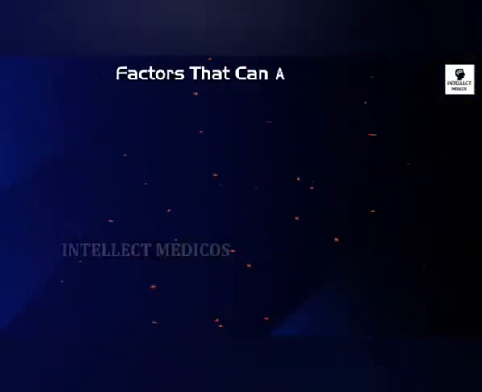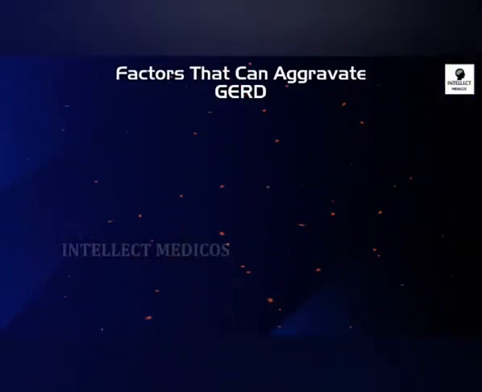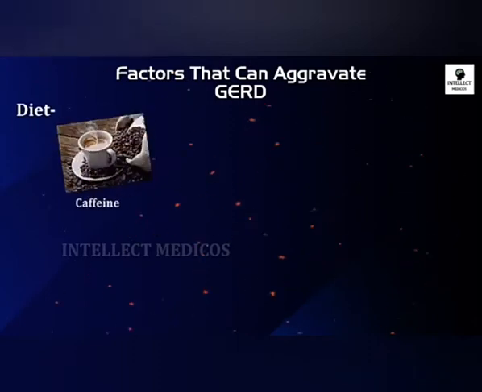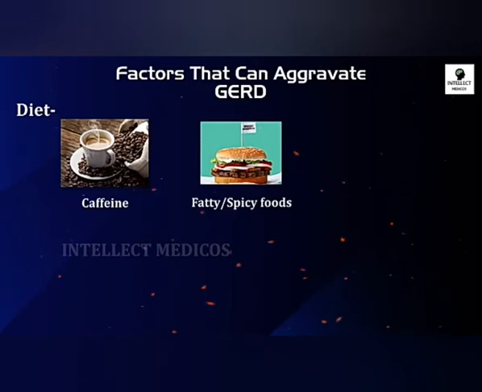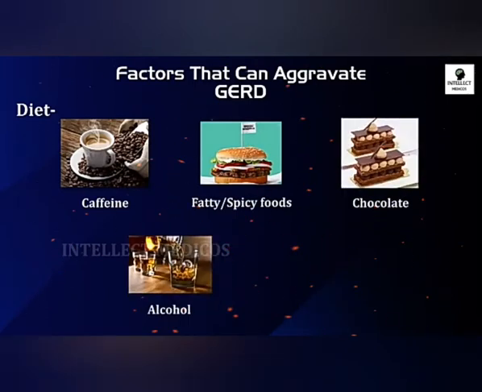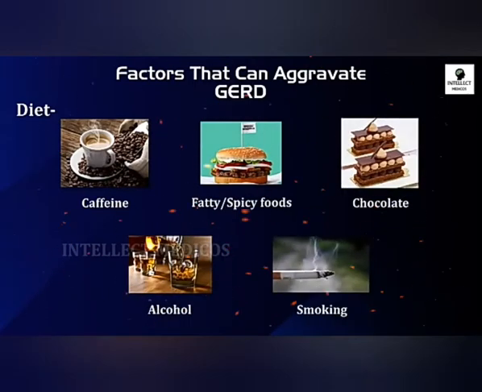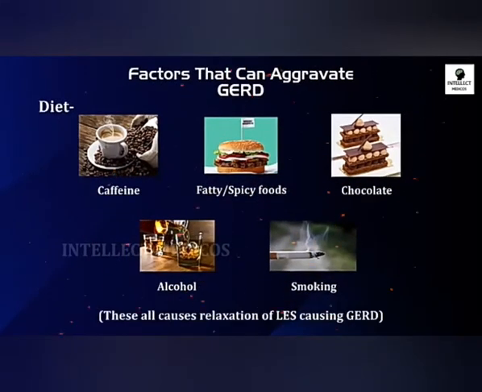Now coming on to the factors which can aggravate GERD, the most important is the diet. So intake of caffeine, fatty or spicy food, chocolates, alcohol, or smoking can aggravate GERD. These all cause relaxation of the LES, that is the lower esophageal sphincter, which is responsible for GERD. So you should avoid all these things if you have the symptoms.